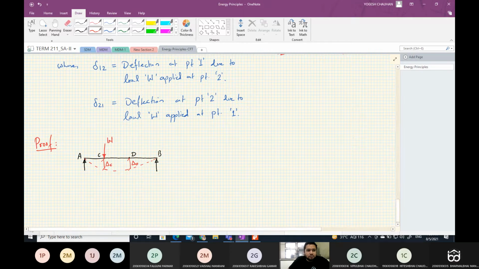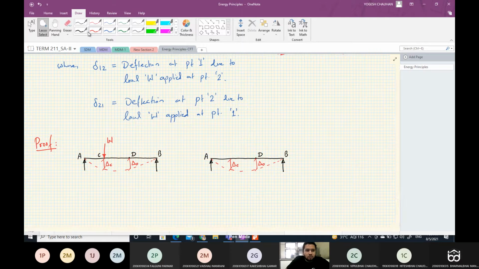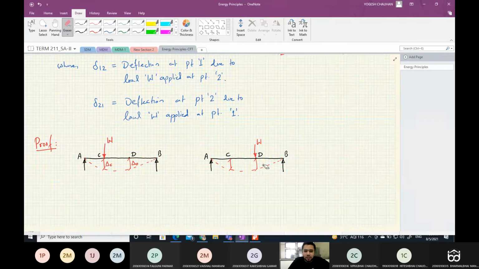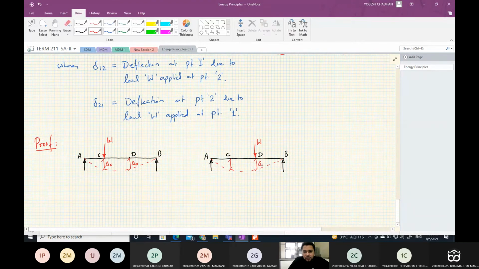Now let us consider the same beam. This time we are applying the load at D. We are applying this load W at D. So due to this, when the load is applied at D, let the deflection produced at D be lowercase delta D, and the deflection produced at C be lowercase delta C. Let us say this is figure 1. This is figure 2.